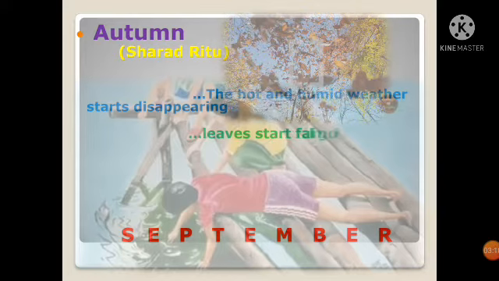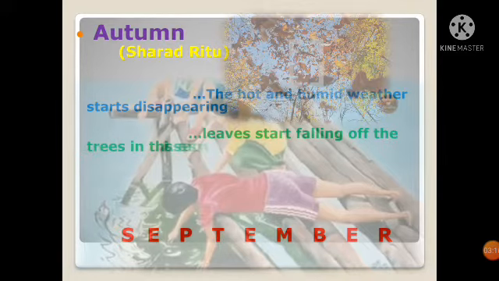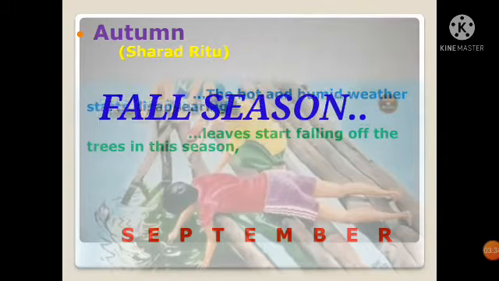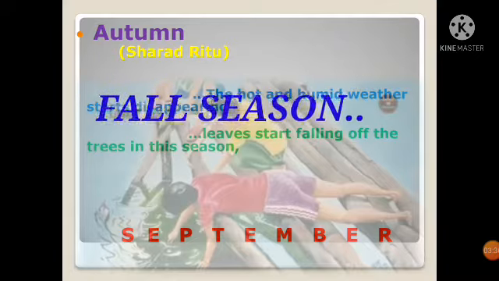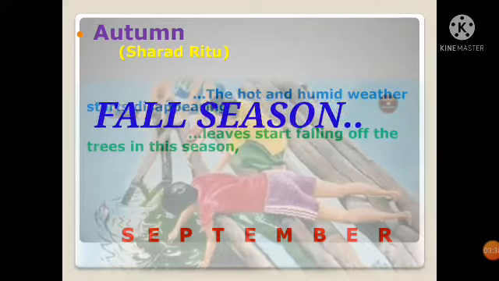Leaves start falling. It is actually the consequence of no rain. When it does not rain, the old, which color of leaves start falling down? Yellow colored leaves start falling down. So which is why the other name for autumn in English is fall season. It is also called fall.